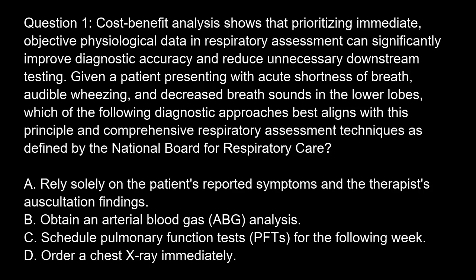defined by the National Board for Respiratory Care? Option A. Rely solely on the patient's reported symptoms and the therapist's auscultation findings. Option B. Obtain an arterial blood gas (ABG) analysis. Option C. Schedule pulmonary function test (PFT) for the following week. Option D. Order a chest X-ray immediately.